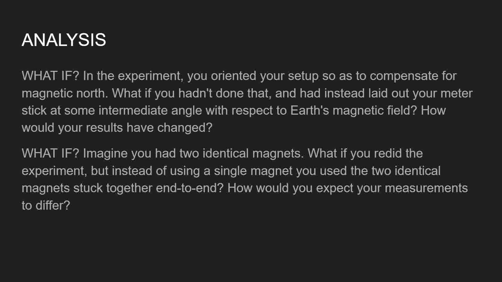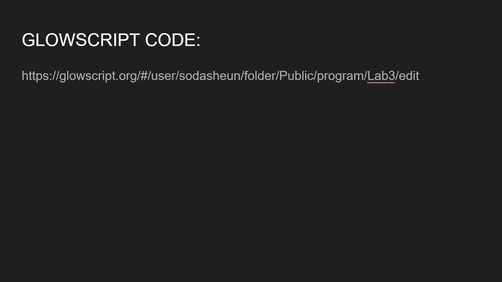If we had 2 identical magnets and we redid the experiment, but instead of using a single magnet, used 2 identical ones stuck together end to end, we can expect our measurements to differ. The strength of the dipole moment would double, although not the charge, and the magnetic field would double accordingly, as the separation does. The GlowScript code is shown below.